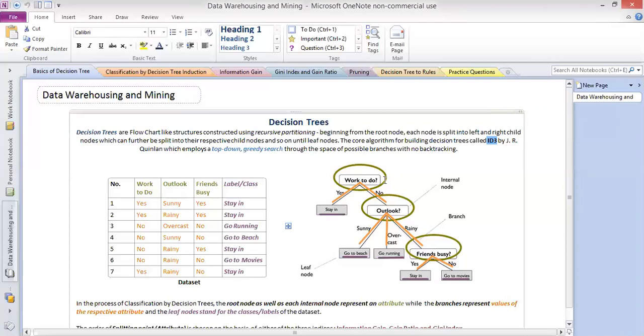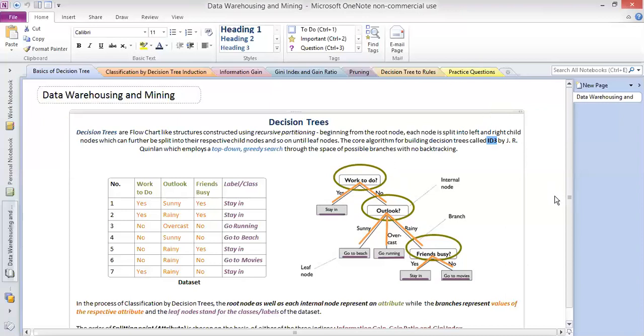Why is it that I placed work to do first and not Outlook first? Or why is it that I placed work to do first, not friends busy first? Or why is it that I placed Outlook second and not friends busy second? So there has to be a reasoning behind selecting the order of these attributes. So that is what the functionality of the iterative dichotomizer algorithm, that is ID3 algorithm, is.